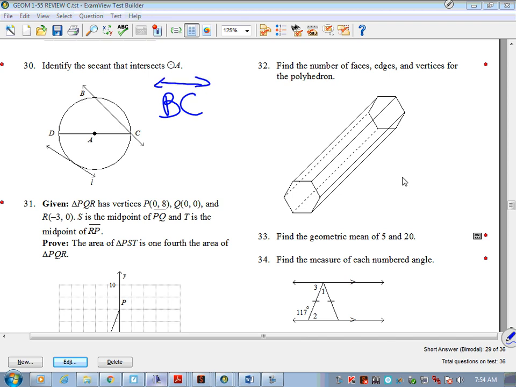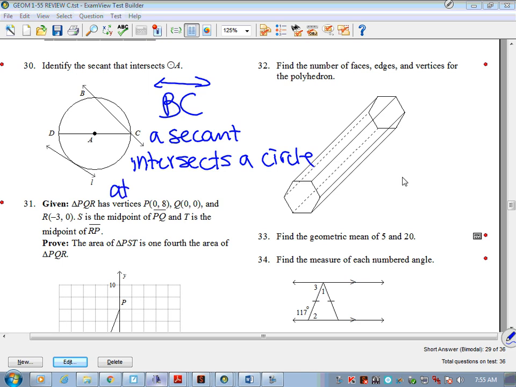And what I'm going to write here is that a secant intersects a circle at 2 points. And that's my answer, and that's what I want to see.